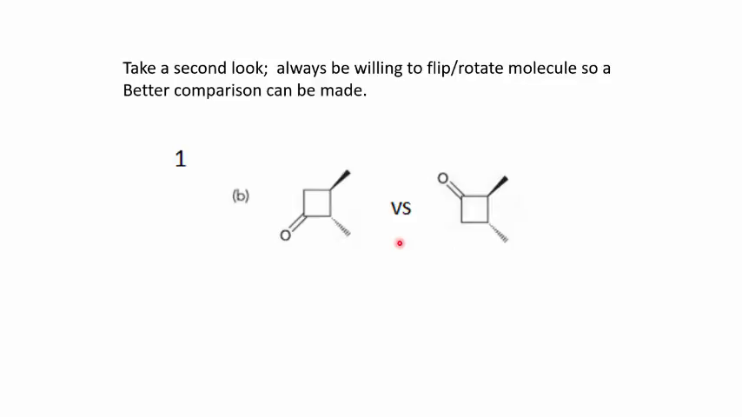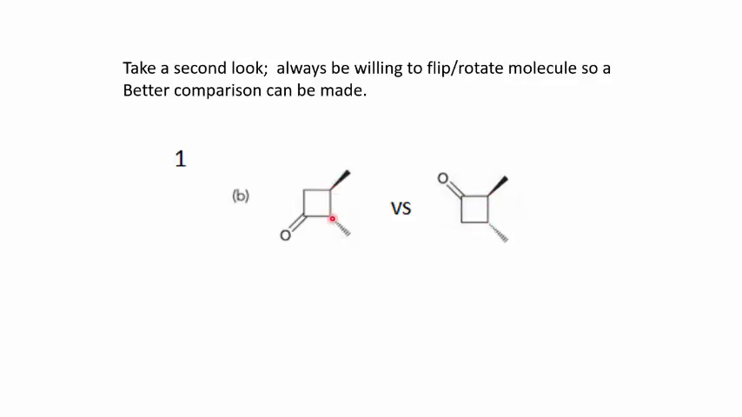Let's take a look at an example to illustrate this. Let's look at problem 1b in assignment 5-2. At first glance, these two structures may look like they're enantiomers. For example, in the structure on the left, you have a carbonyl group at position 1, and then in positions 2 and 3 you have methyl groups. And you have the same thing in the structure on the right. Carbonyl group at 1 and then methyls at 2 and 3.